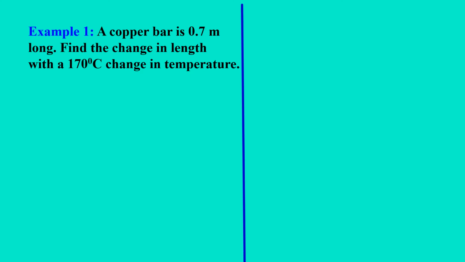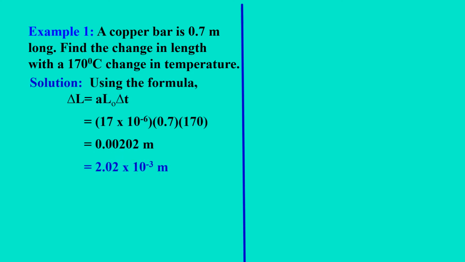Example number one, a copper bar is 0.7 meter long. Find the change in length with a 173 degree Celsius change in temperature. Solution. Using the formula delta L equals A L0 delta T and substituting the values, the coefficient of linear expansion of copper is 17 times 10 to the minus 6. The original length is 0.7. The change in temperature is 173 degrees Celsius. Substituting the values and simplifying, we get delta L equals 2.02 times 10 to the minus 3 meter.